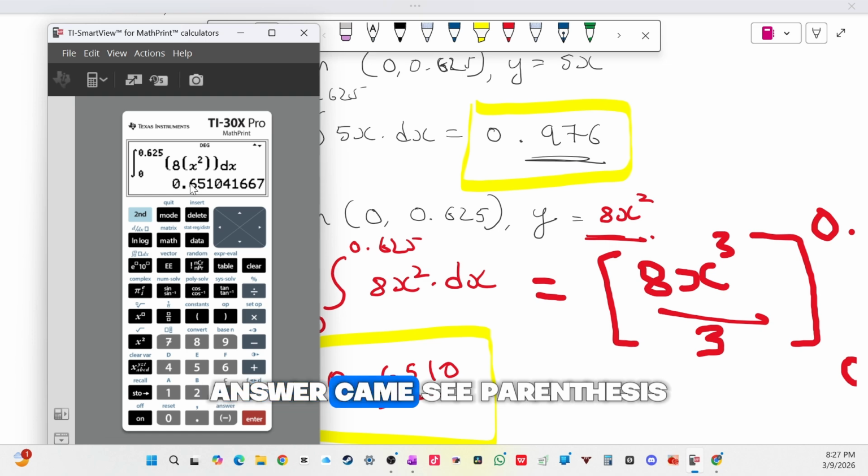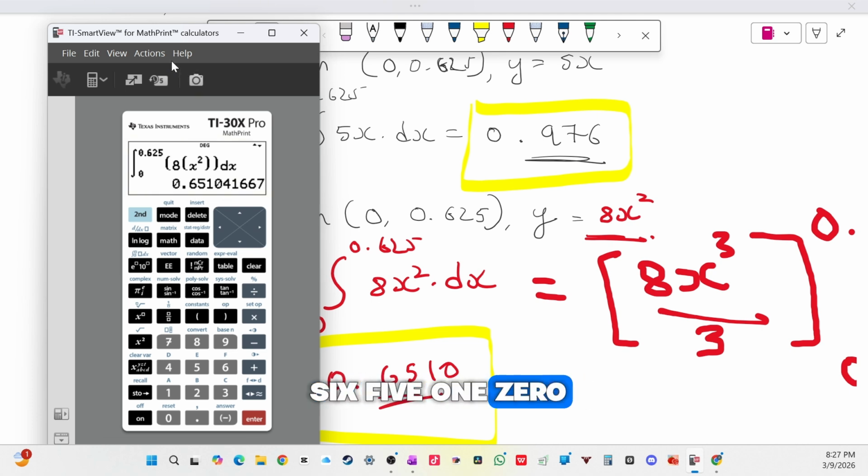See, now this time the answer came. See, parentheses are the solution for your calculator. If you don't understand why your calculator is showing errors, you have to put the right number of parentheses. That will give you your answers. So this second one came as 0.6510.